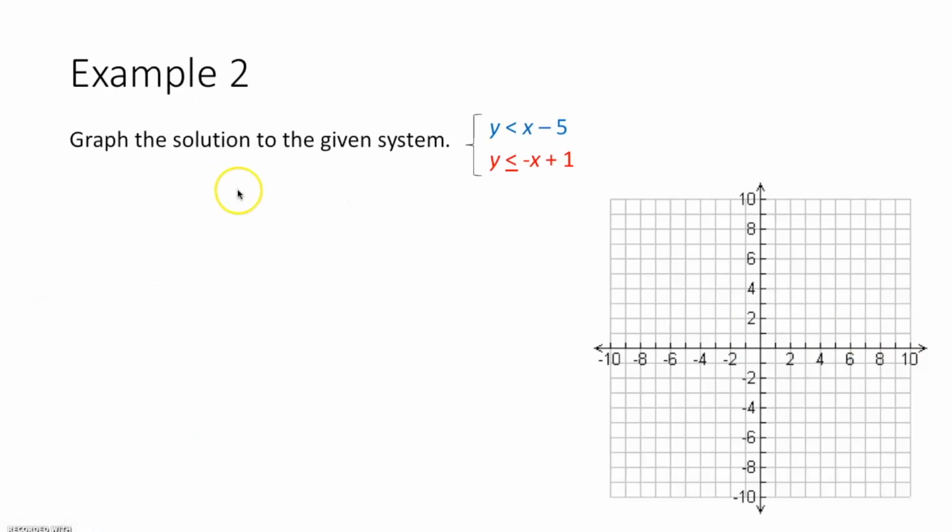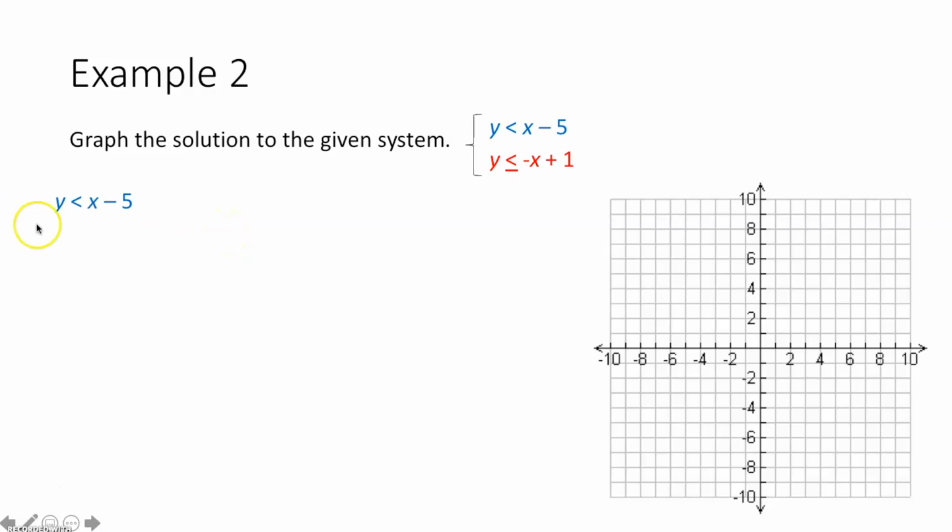Now example 2 says graph the solution to the given system. So here we have another system of inequalities, and this time we're graphing our solution. So in order to graph the solution, all we do is graph both of these inequalities on the same coordinate plane, and wherever the shading crosses, that is going to be your solution set. That's going to be all the ordered pairs that make both of these inequalities true.